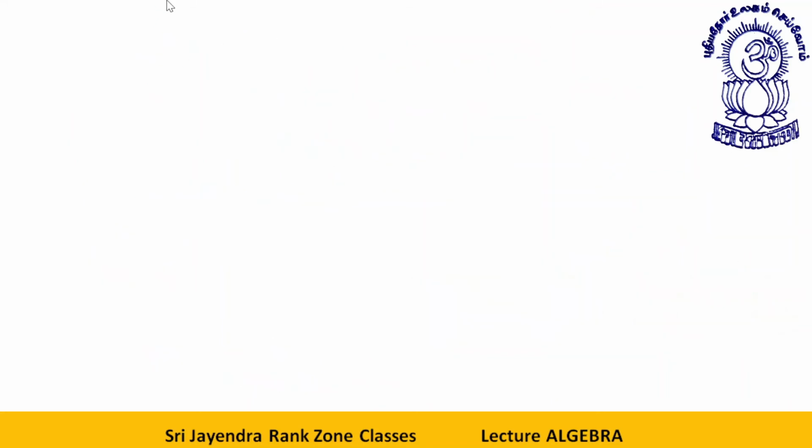Now we will be discussing a very, very important concept. What is the concept? If x square plus y square plus z square is equal to 0, that is, if the sum of squares of 3 or 4 numbers is 0, then x is equal to y is equal to z, all are 0.